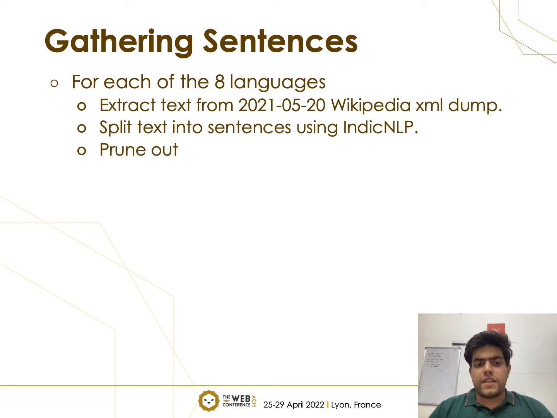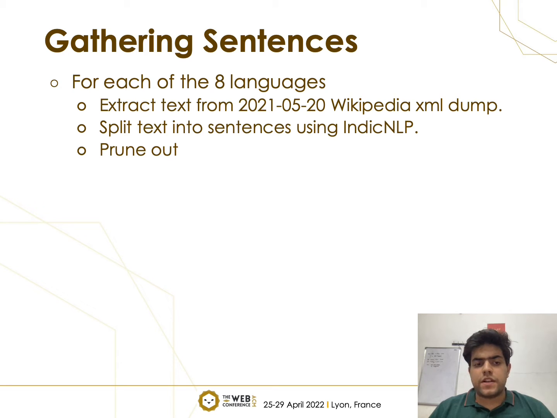So we start by gathering sentences in order to build our dataset. For each of the 8 languages, we extract the text from the May 2021 Wikipedia XML dump, and we split the extracted text into sentences using Indic NLP.